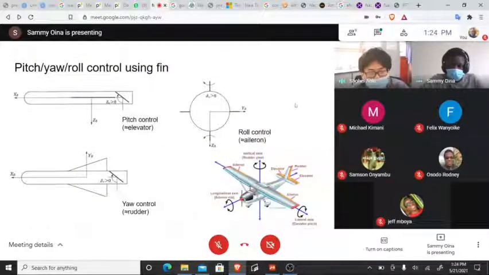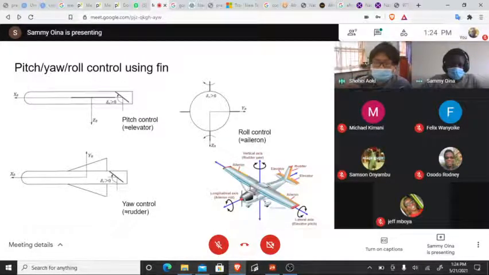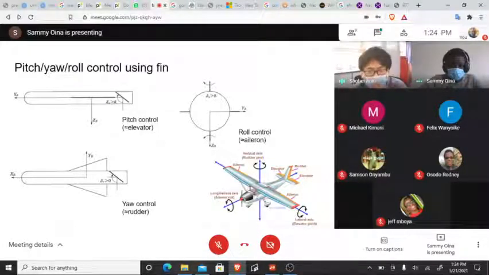And how can we control the pitch, yaw and roll? This is related to the airplane. I hope you know how an airplane is controlled: it's using an aileron, rudder, and elevator. Even though the rocket tail fins are only four, it can distinguish, and as shown here, you can control the pitch, yaw and roll.